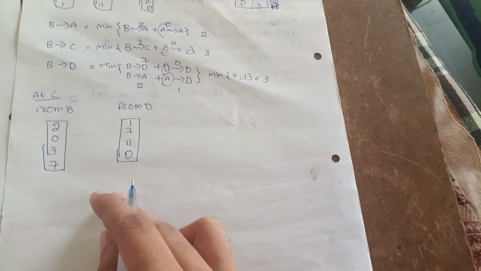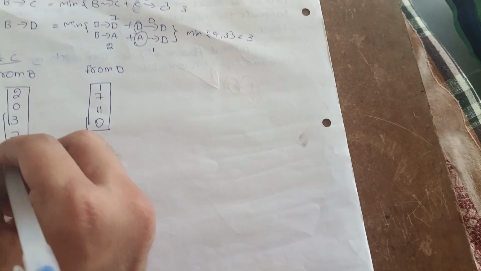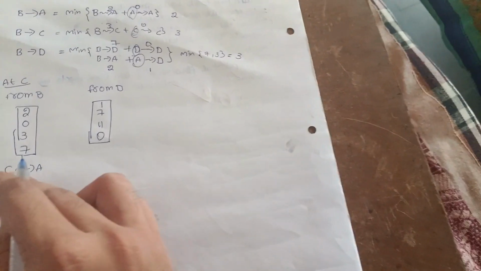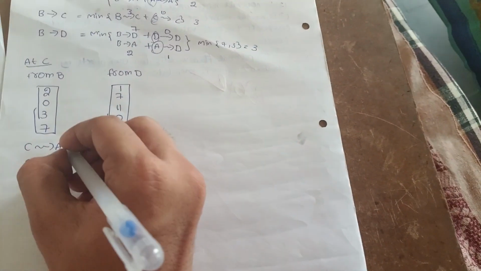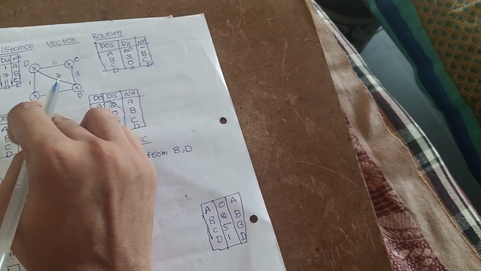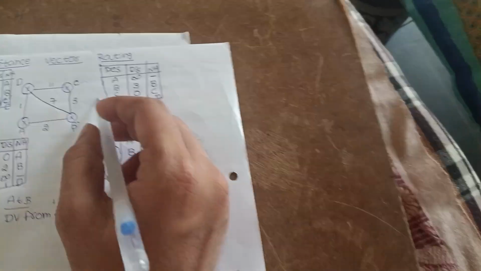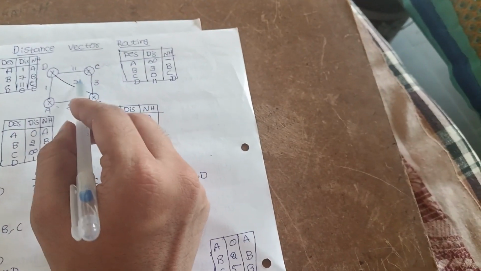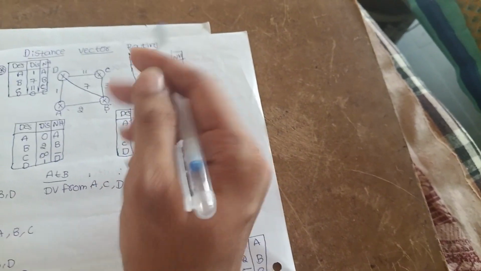Now we want to find the minimum distance from C to all nodes. C to A as one node, C to B as one node, C to D as one node. C to A. Find the minimum of C to A distance. Check here. The diagram easily says that C to A is 3 plus 2, 5 distance. Another approach for C to A is 11 plus 1, 12. So it was a long distance.